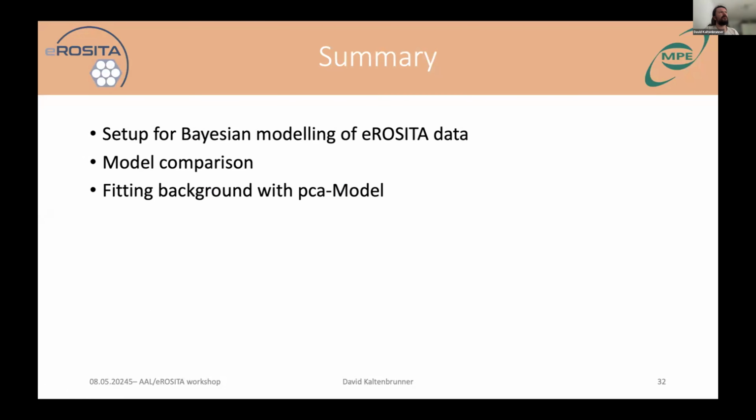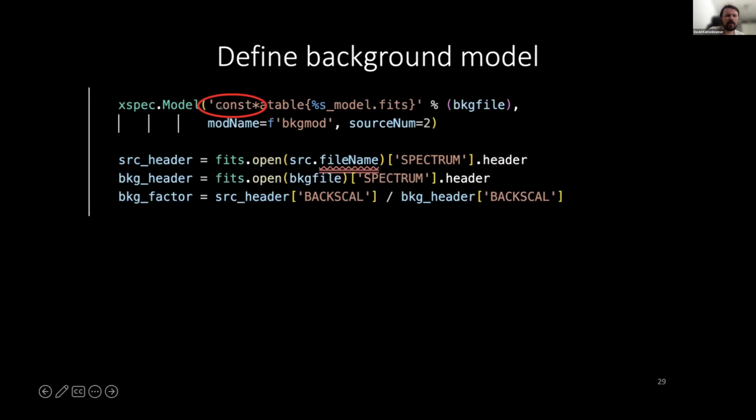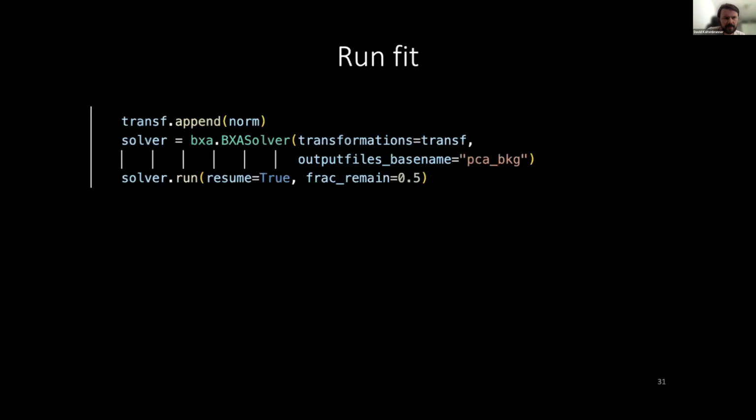Actually, one step further that you can go is to then also fit a physical model to your background, but you can do this with the combination of the things that I showed you. So in this case, you define a model not by using this table model, but instead you just use whatever model you want to use for your background. It can also be a power law, can be some emitting gas model or something like this.